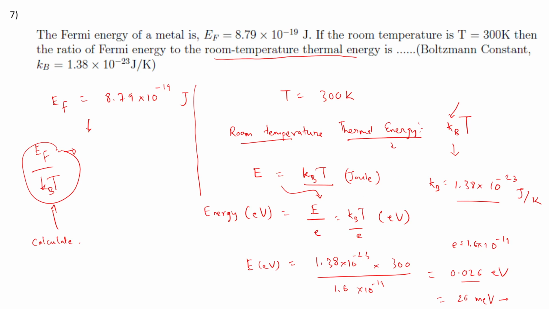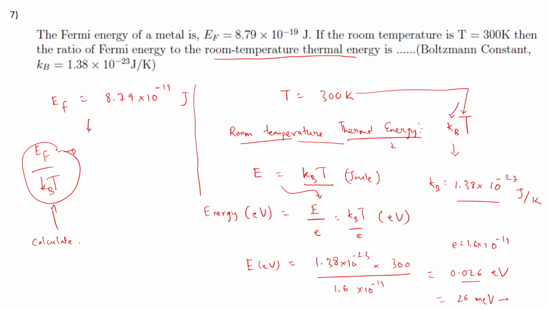Room temperature thermal energy, you just have to multiply kB with the temperature, the room temperature. Okay, sir. For kB you put the value 1.38 times 10 to the power minus 23, and for T you put 300. So whatever Fermi energy of a metal they are giving, we may not take it directly; we have to take it like this.